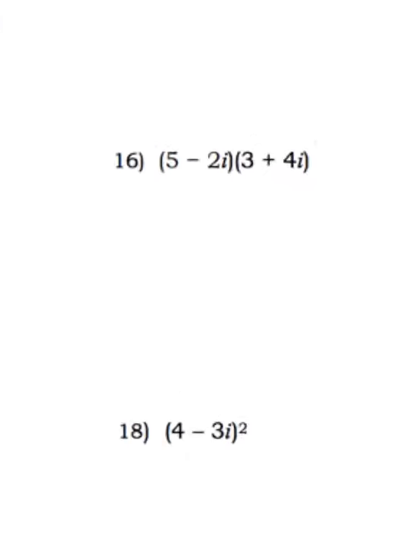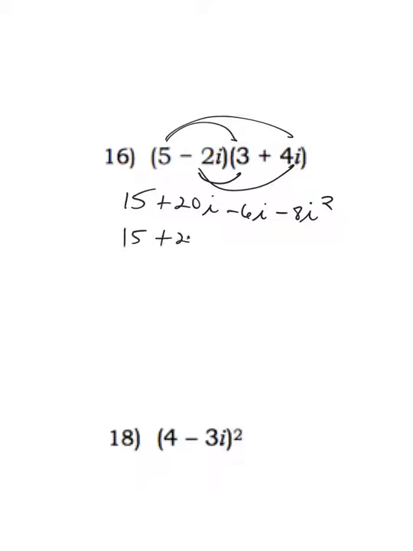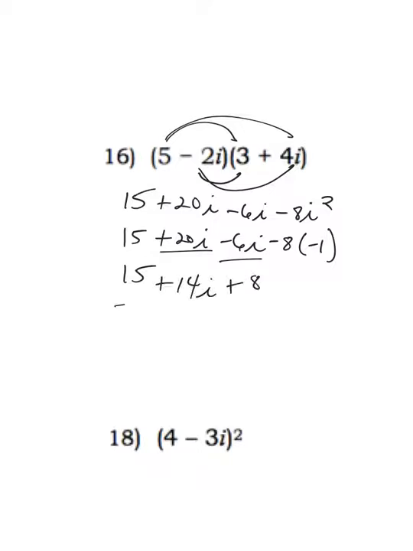Number 16, this is one of those situations where you're going to have to do the double distribution or FOIL. 5 times 3, 5 times 4i, -2i times 3, -2i times 4i. i squared is equal to -1. So I have 15. I'm going to combine these two like terms. And then my last thing is combining our last two like terms for a final answer of 23 plus 14i.